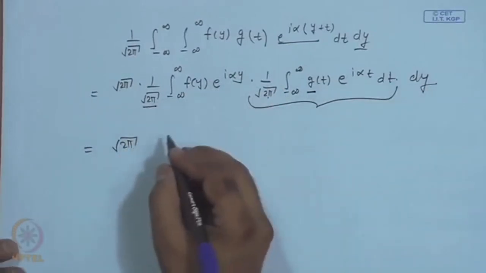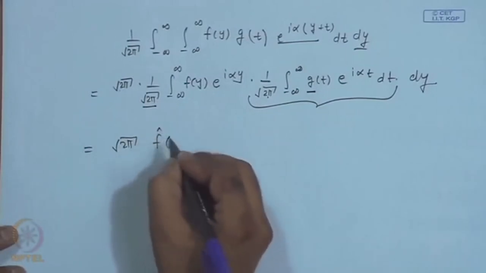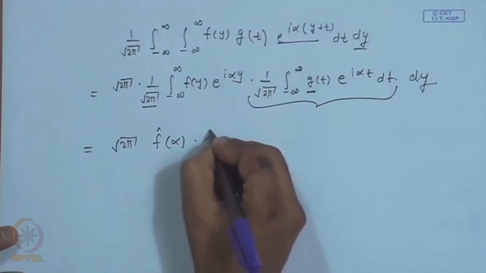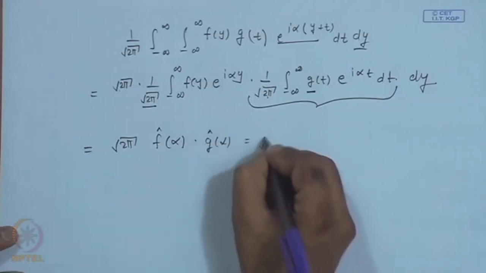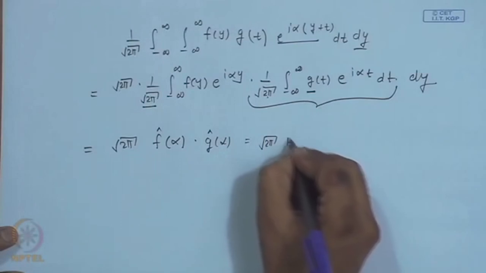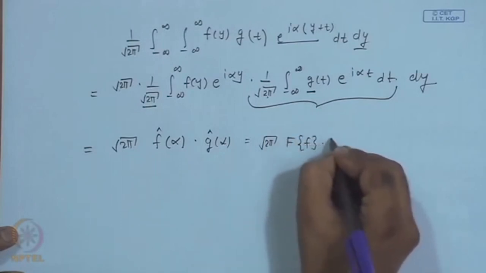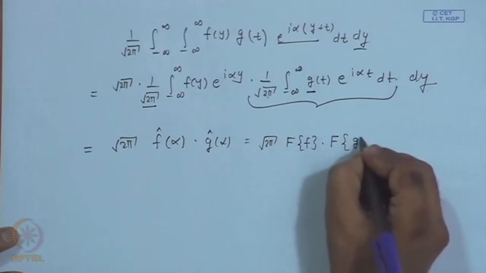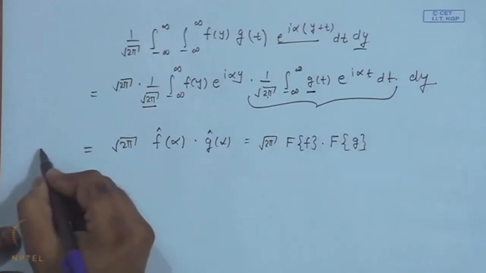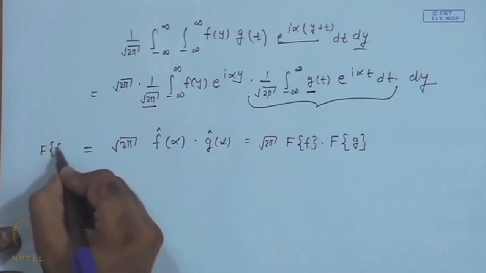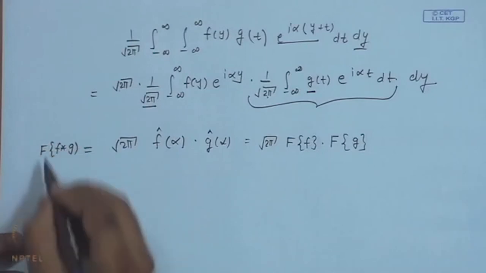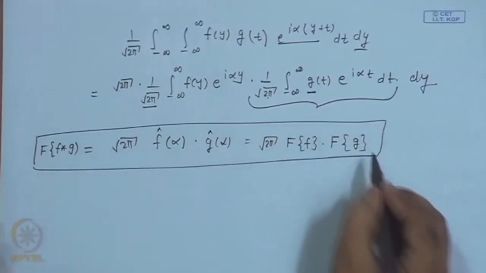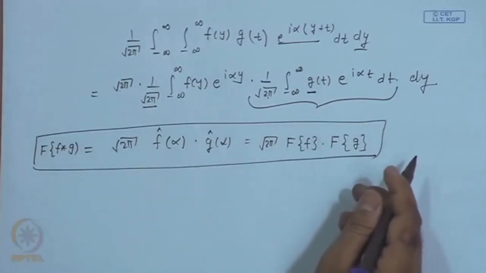of f. So, what we have here is f hat at alpha and g hat alpha, or we can write in this operator form that the Fourier transform of f multiplied by the Fourier transform of g, and this was the Fourier transform of f star g. So, this is the convolution theorem we have.